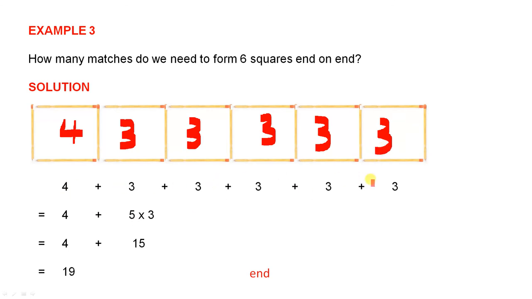So if we add all those up, there's our pattern. See, each extra square means an extra 3 matches. So there's our initial 4. And these 3's here, there are 5 of them, so 5 3's are 15. So 4 plus 15 is 19. So altogether we have 19 matches.